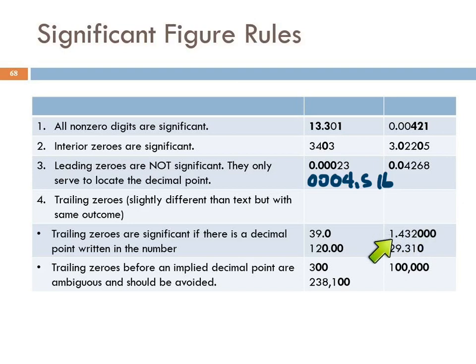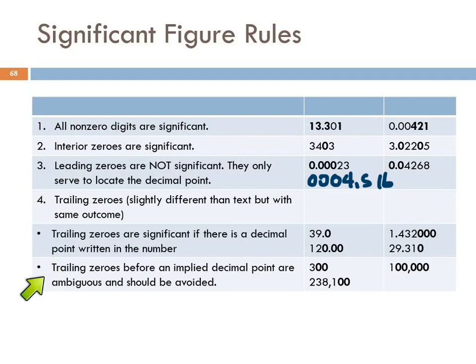1.432000, there's a decimal point. These trailing zeros are not holding a decimal point. They are there because they reflect measurement. If there's a decimal point anywhere in the number, the zeros at the end are significant. The zeros at the beginning, never significant.